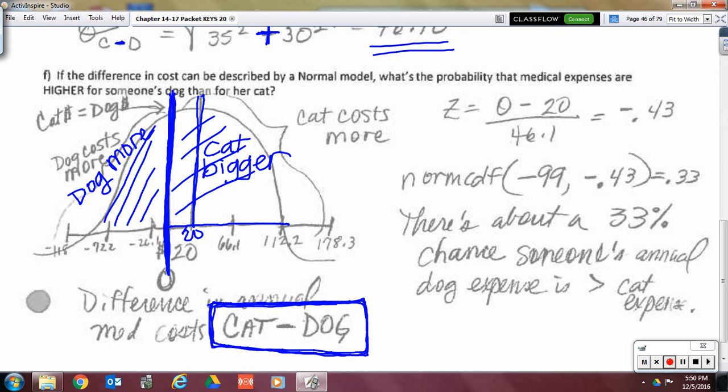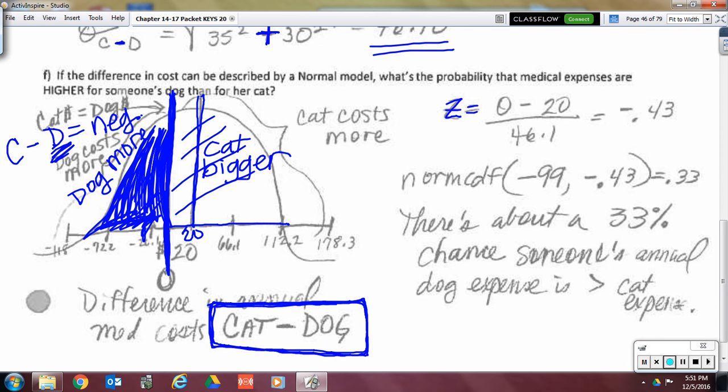Because you do cat minus dog and you get a negative number, that means the dog cost more. So what am I looking for here? What's the probability the medical expenses are higher for the dog? So I want this area over here to the left of my break-even point. So I find the location of that break-even point, z equals 0 minus 20 over that standard deviation of 46.10, that's negative 0.43. So then that norm CDF's that there's about a 33% chance that my dog will average more than my cat. But otherwise, I'm expecting the cat to cost more than the dog.